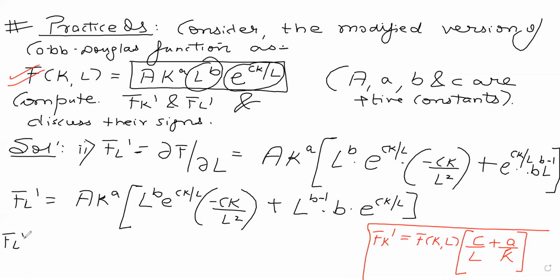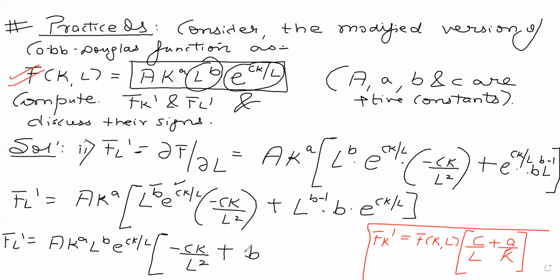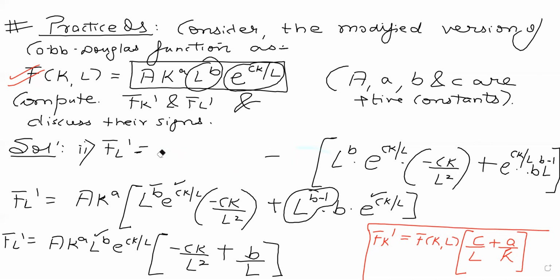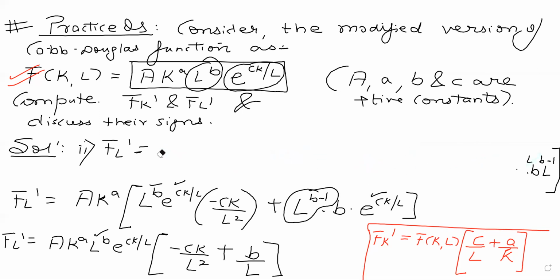Now again, let's take things common. So I can take A, k to the power A, L to the power B, e to the power ck by L common. So this and this are common. So I get minus ck by L square plus B, we are left with B, and L to the power B minus 1. I have taken L to the power B common, so divided by L. So what is my FL dash finally coming out? If I erase the initial part of the differentiation, I can write my FL dash in final terms.